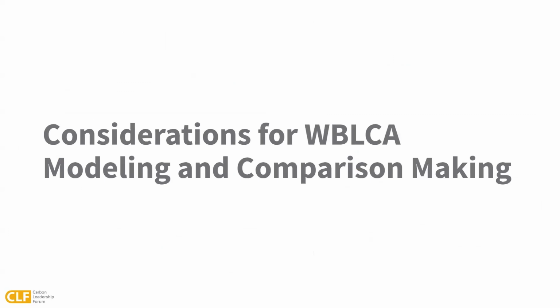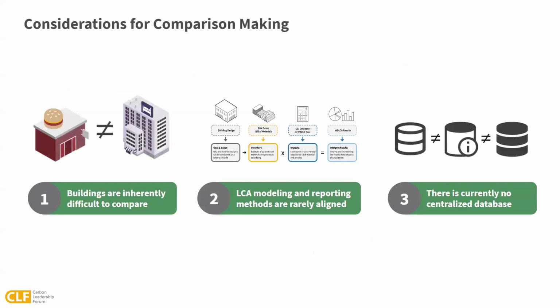But there are some important things to consider when we start using whole building LCA data to make comparisons, and we'll cover some of them here. For instance, buildings are inherently difficult to compare. Think of the countless ways in which individual buildings have unique needs and purposes and functions, which can lead to different impact intensities. For example, a fast food restaurant is very different from a hotel, and these two types might be pretty challenging to compare.